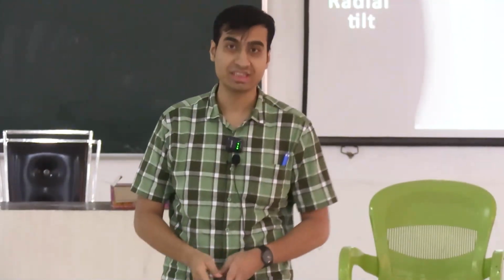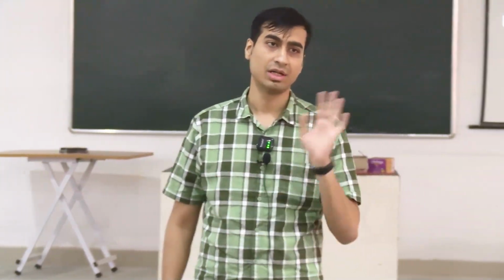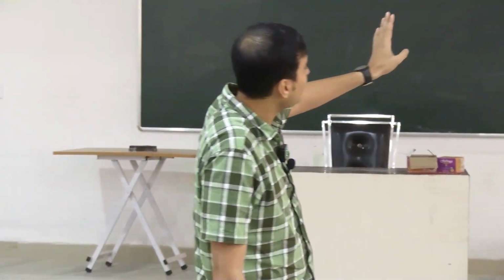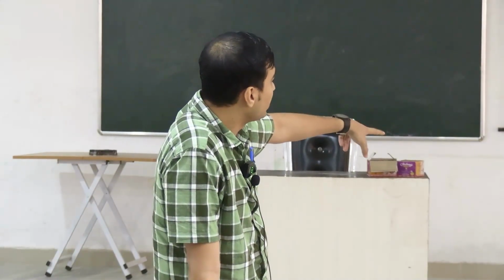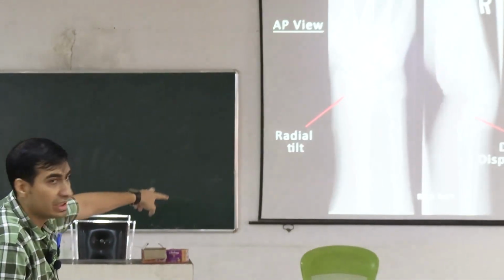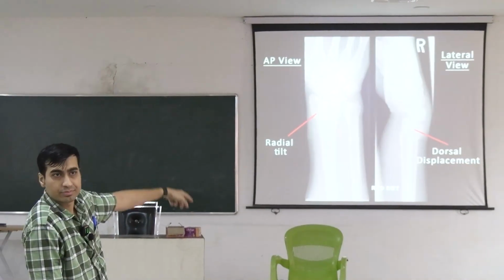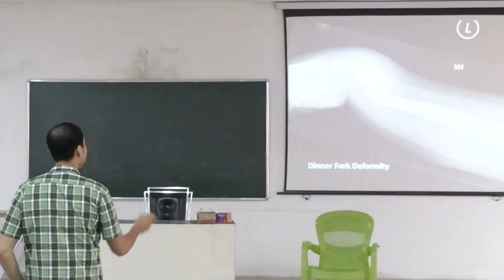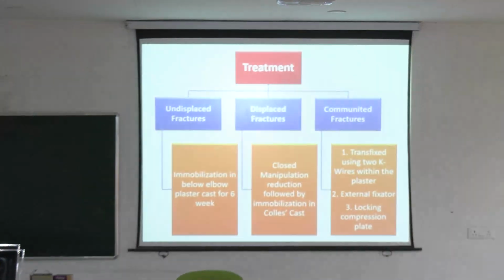Okay, so this is clear. Mechanism, X-ray, how a Colles fracture looks, what are the components of Colles, how you are going to appreciate which is the dorsal and the volar side. And if you look very closely at the X-ray and appreciate the soft tissue shadow, you can find the dinner fork deformity over there. Okay. So this is for a young child. I'm not going into this.